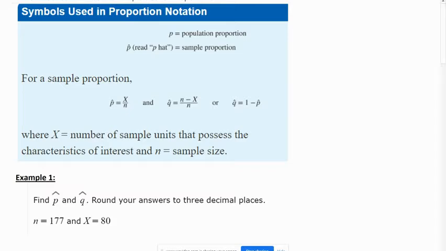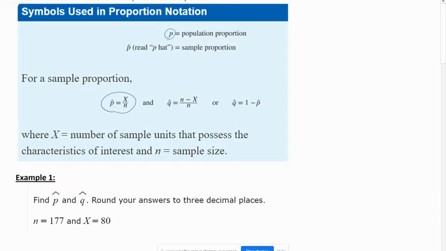Okay, so some notation. If we have a given percentage for a population, we're going to use the variable p for that. This is pronounced p hat. It's got the little symbol on the top, and that is the proportion of a sample that meets a certain characteristic. Then we have p hat calculated as x over n right here.